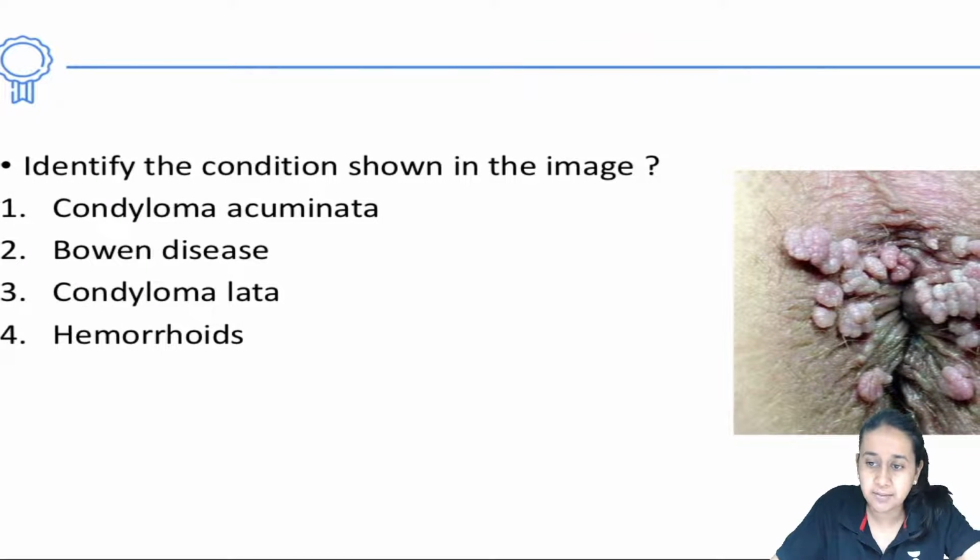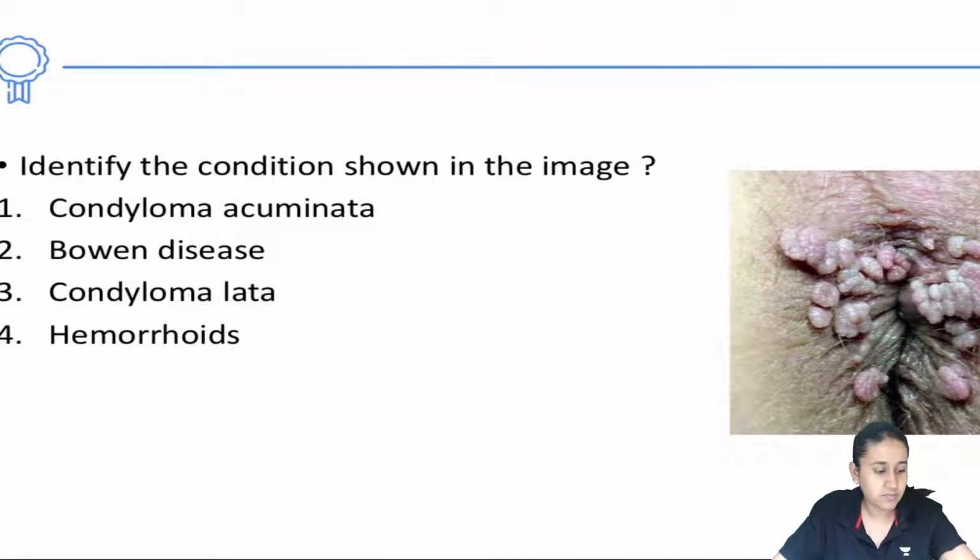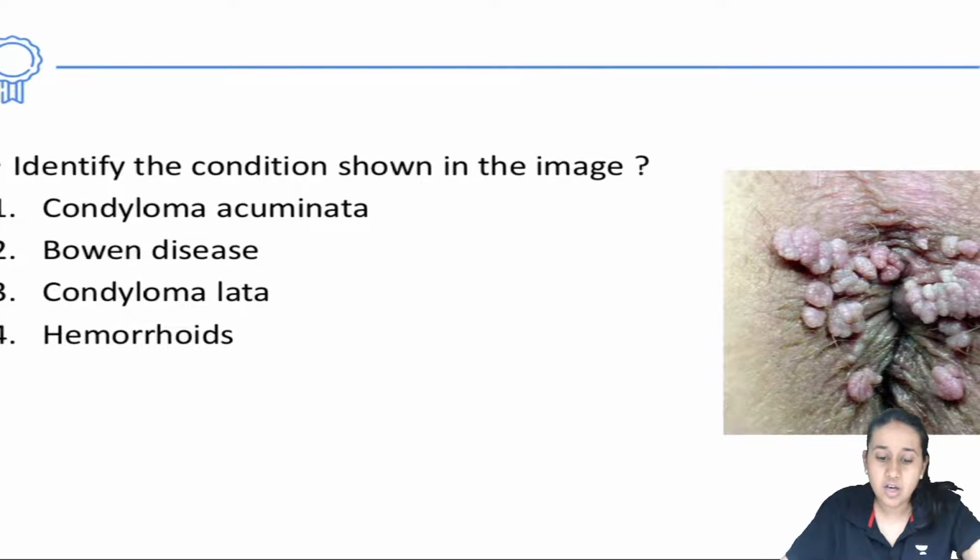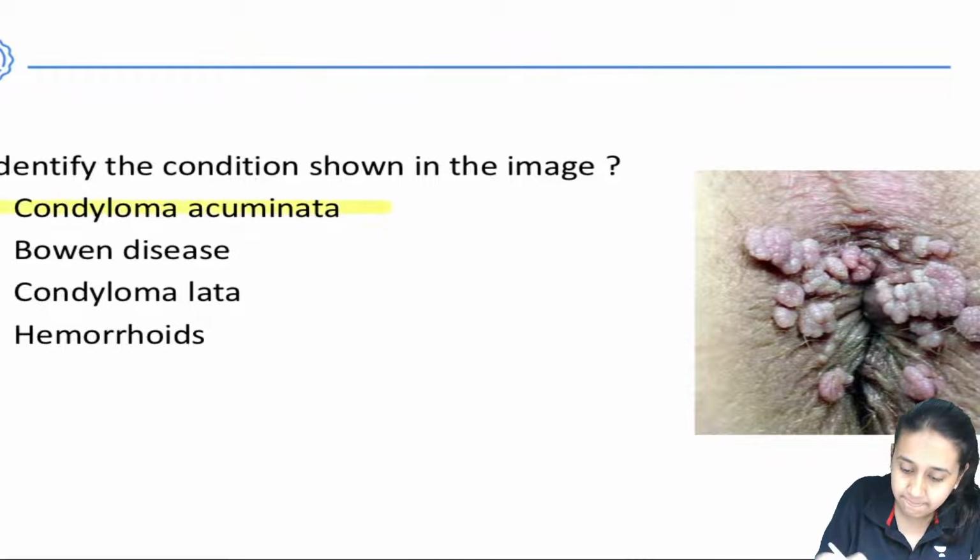Identify the condition shown in the image. You can see some pedunculated lesions around the perianal skin. Some pedunculated structures are seen. What is the diagnosis? Very nice. The correct answer of this question is option number 1, that is condyloma acuminata.